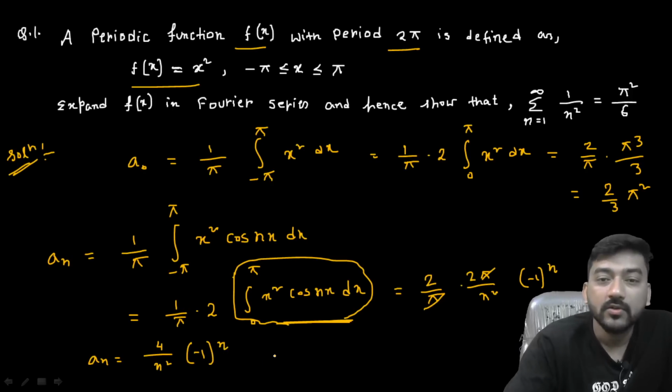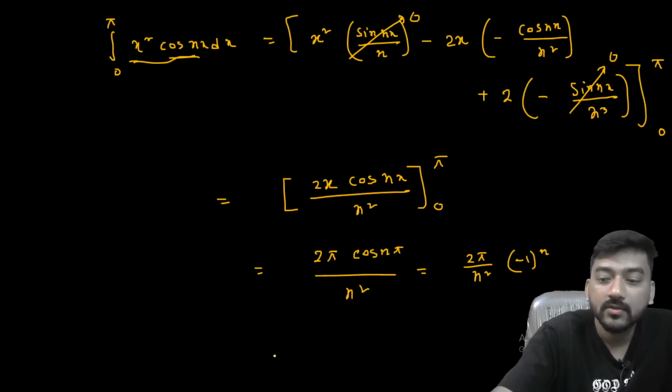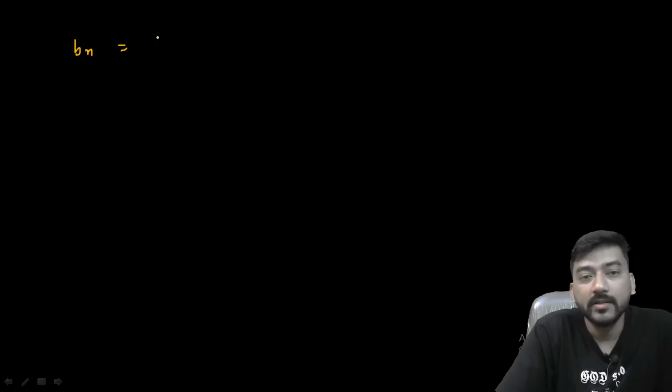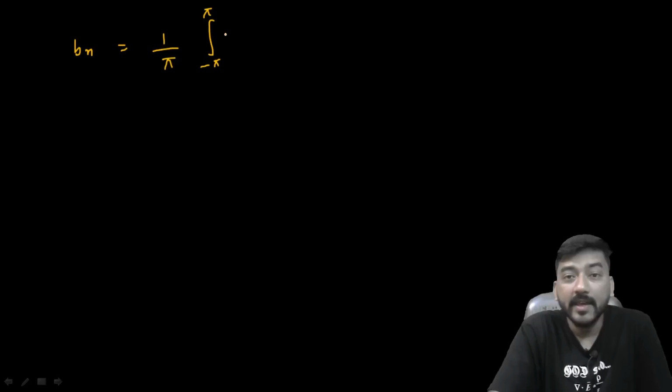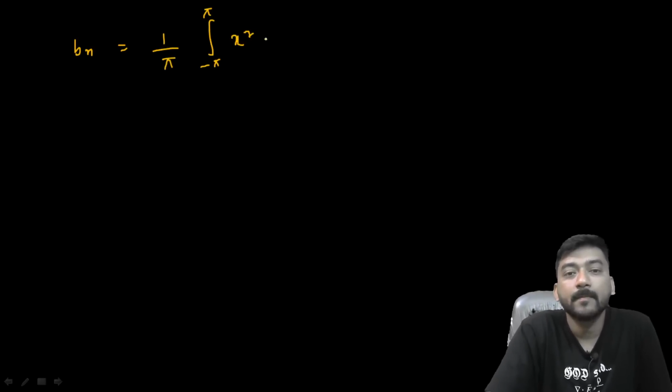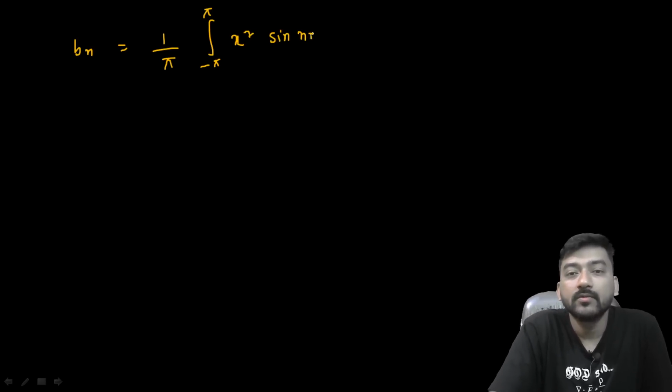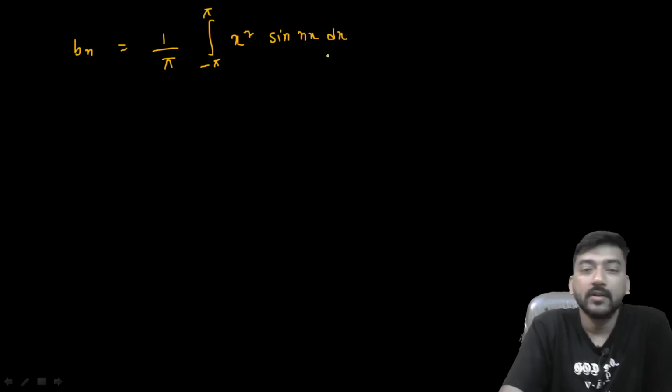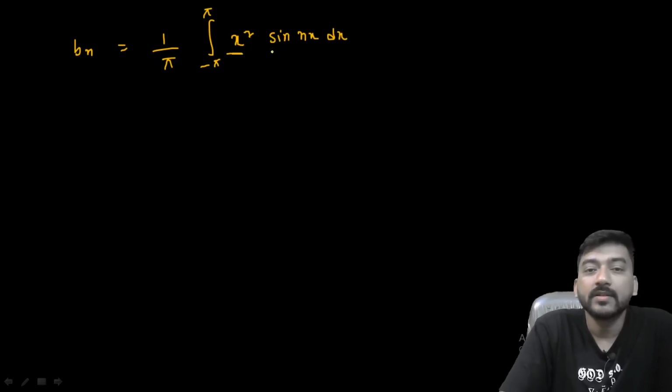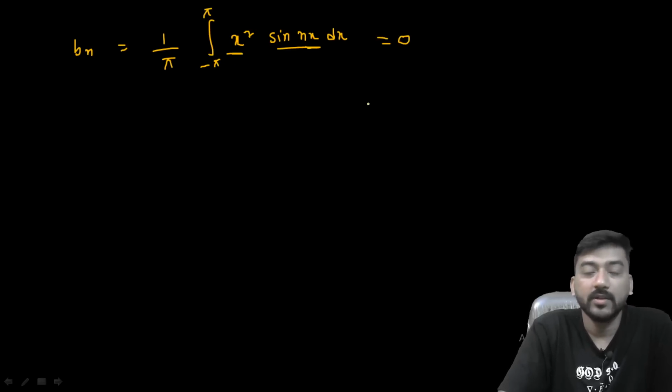Now we have to find out bn also. What is bn? bn can be written again as 1 upon pi integration from minus pi to pi f of x sin nx dx. Here f of x is x square, so x square into sin nx dx. Now you can see this is an even function and this is an odd function, and even into odd is an odd function. An odd function will always be 0 with the limit minus pi to plus pi. So bn will be 0.